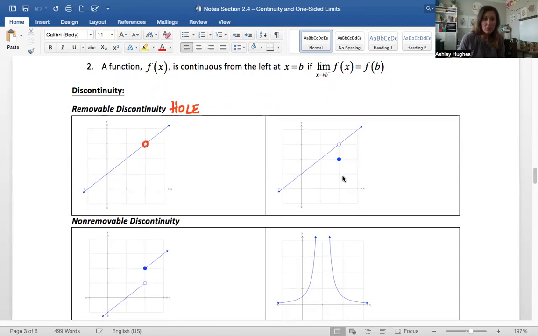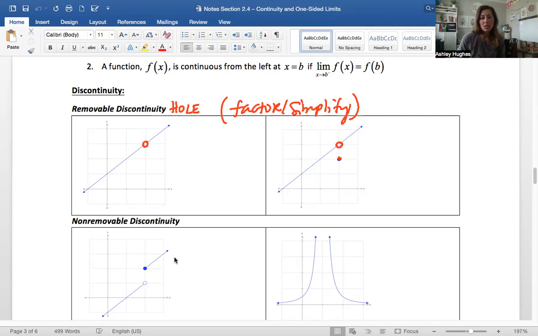Sometimes there's not a value, sometimes there is a value, but this is a removable discontinuity when you're able to remove it, which means what it looks like is like you can factor it out and simplify. Usually that's how you determine what the limit is in that case.